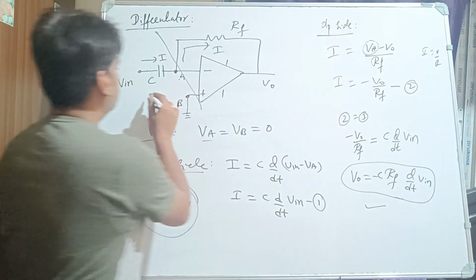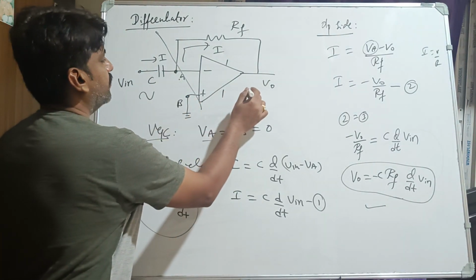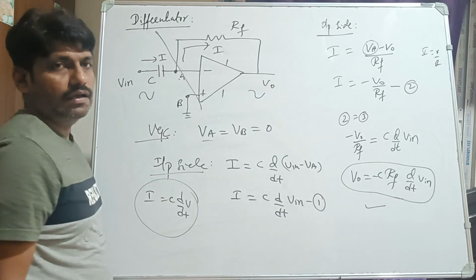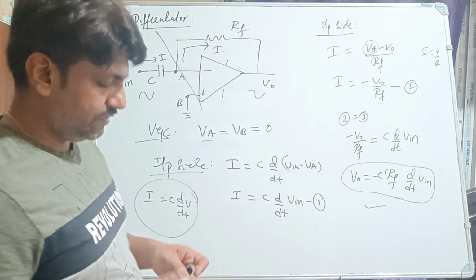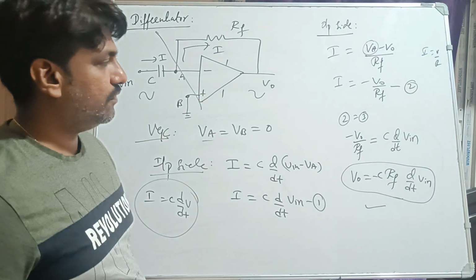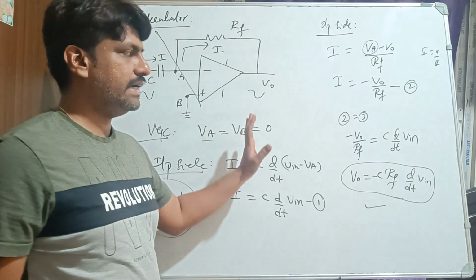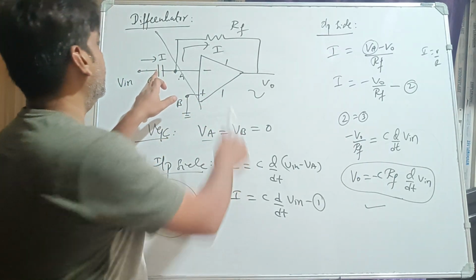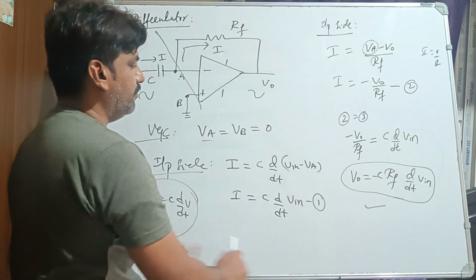Suppose the input is a sine wave, what is the differentiation of a sine wave? It is going to be a cos wave. If the differentiation is cos, with the minus sign it is minus cos, right? That way you can give the output expression for the differentiator. So for the integrator and differentiator, you only need to interchange these. Apart from that, everything else is the same.